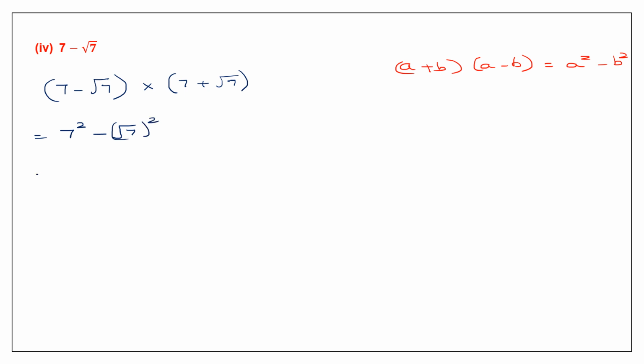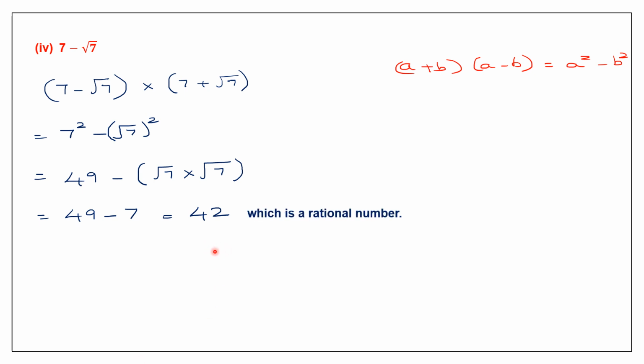So let's work this out. So 7 square is 7 sevens are 49 minus now root 7 into root 7. So this would be root 7 into root 7. So this will be 49 minus root 7 into root 7 is 7. 49 minus 7 is 42. So now we've got a rational number. 42 is a rational number. So let's write that. This 42, this is a rational number.